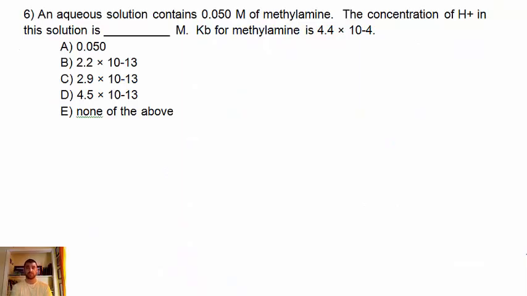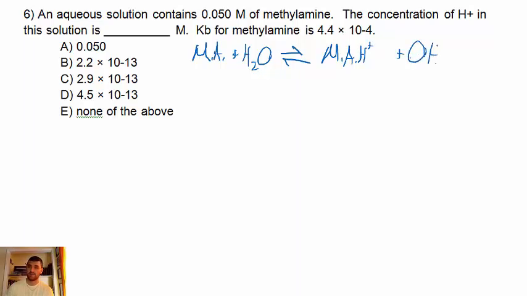6. An aqueous solution contains 0.05 molar methylamine. Concentration of H plus in solution is blank molar. Kb for methylamine is given again. Let's figure this out again. So we're going to have to go, all right, well, methylamine, which I'm going to abbreviate MA because I'm lazy, is acting as a base, so I have to add water to it. Plus H2O liquid gives me methylamine with an H plus and OH minus.